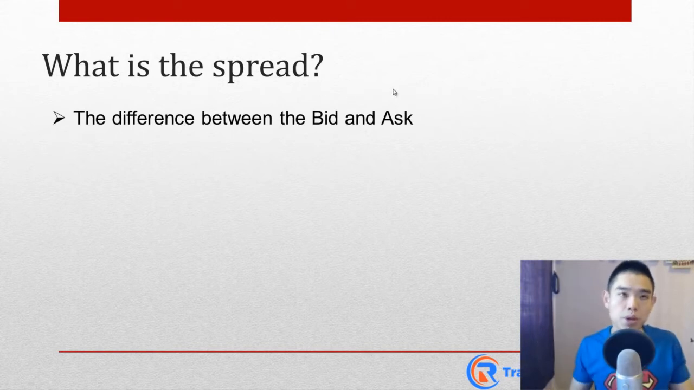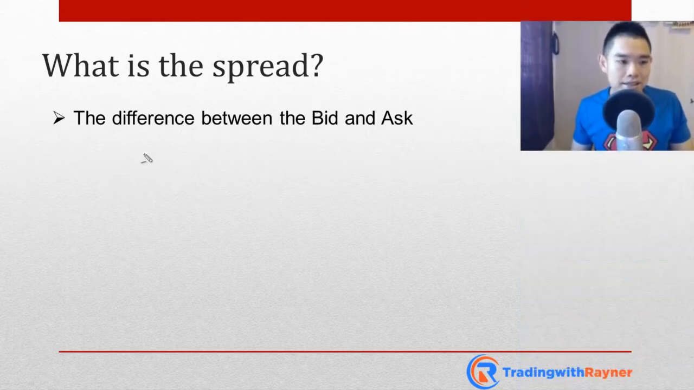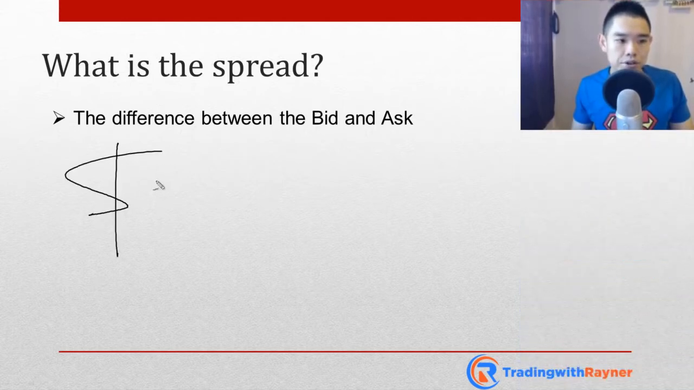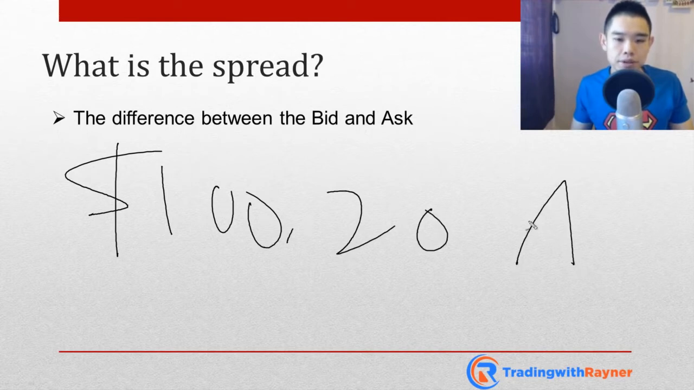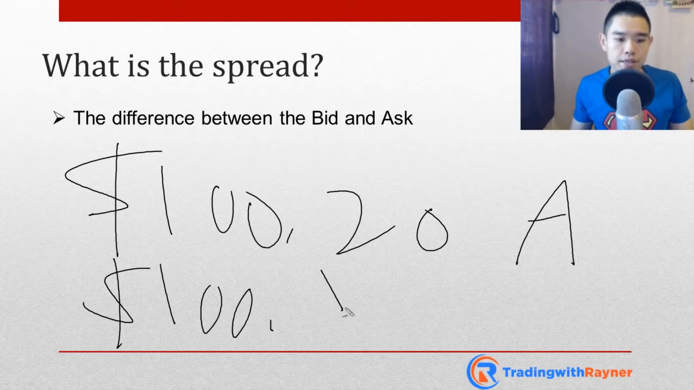So let me share with you an example. Let's say again, Apple stocks, that's the easiest to talk about. Let's say Apple has the asking price of $100.20. That's the ask price, okay? And the bid price is $100.10, for example. So the spread of Apple right now is 10 cents, the difference between the ask and the bid.